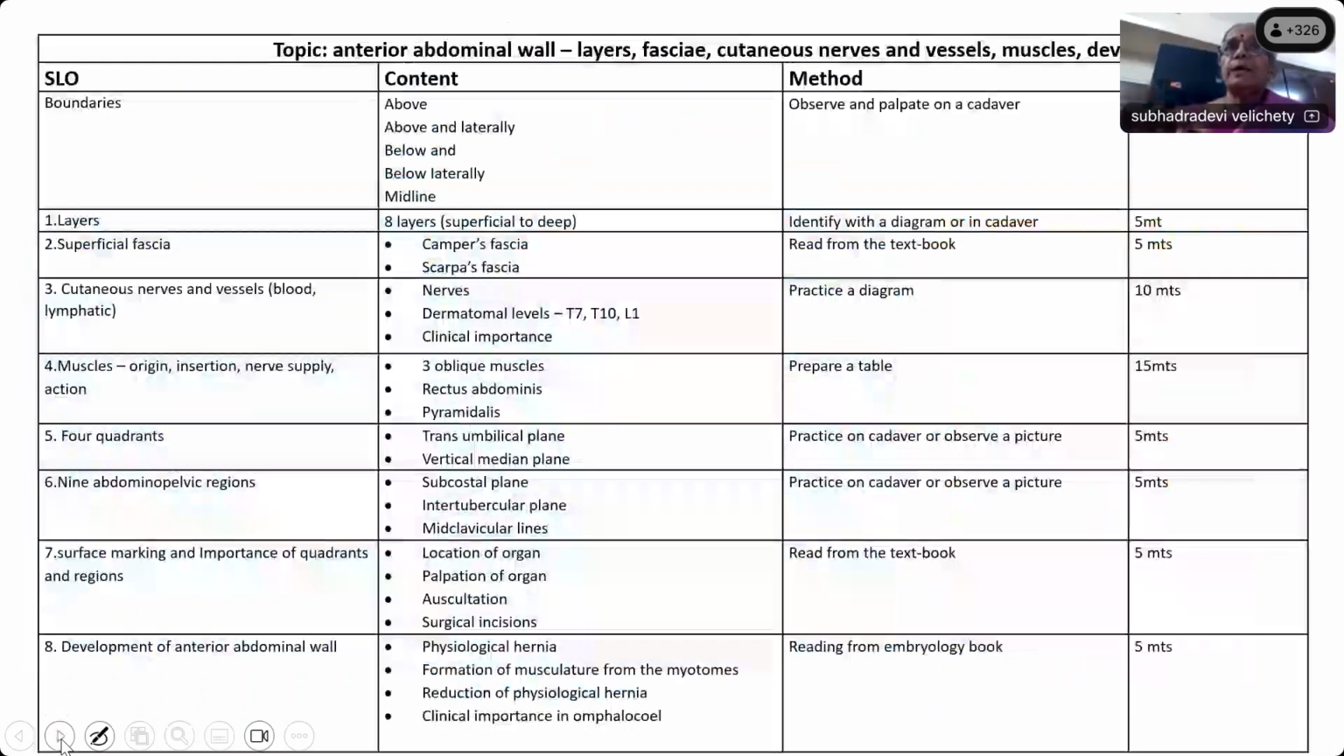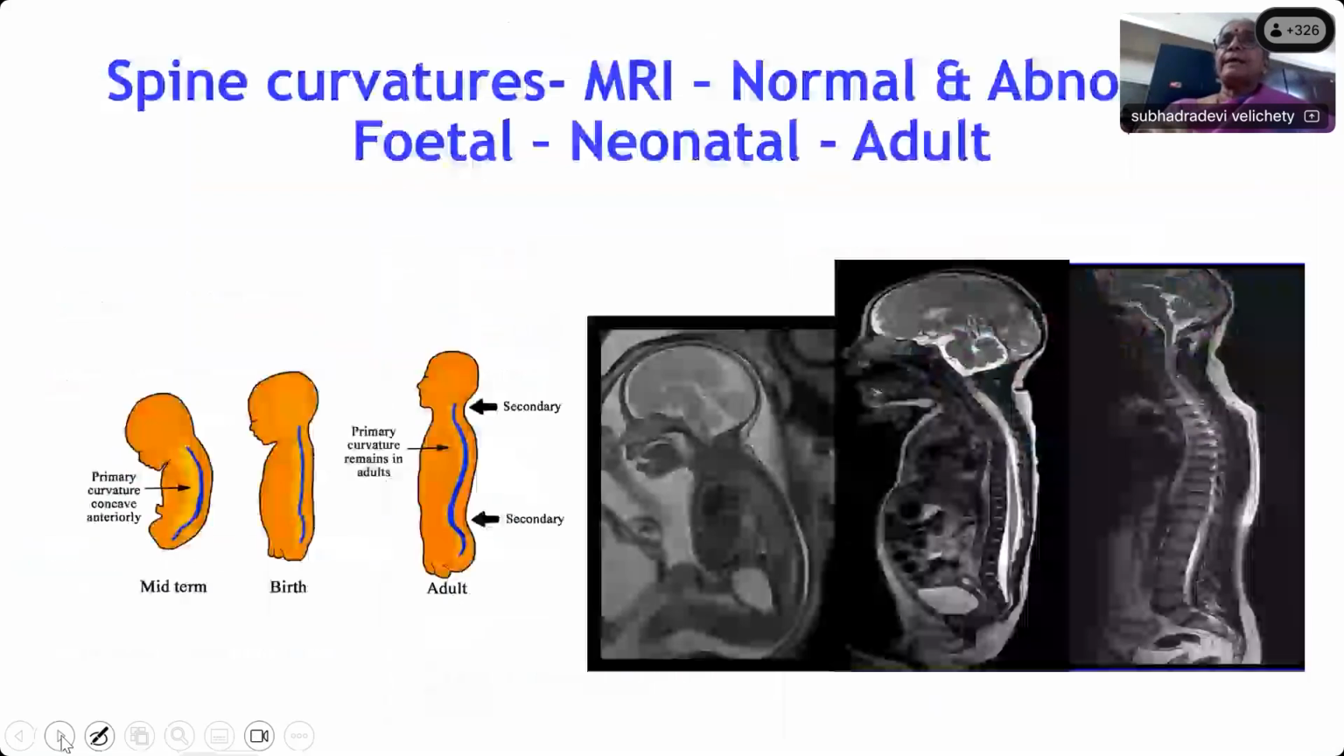And this I have already told you: how to prepare specific learning objectives, what content has to be studied, what is the method to read and how much time it takes. We used to give 1 hour sessions like this, and students can practice after the theory class. They can categorize it into these headings and learn for themselves, self-directed.